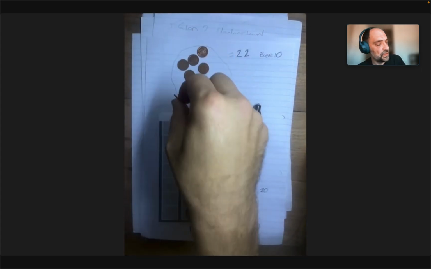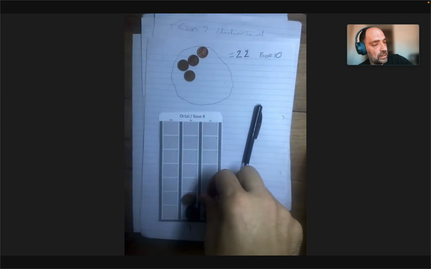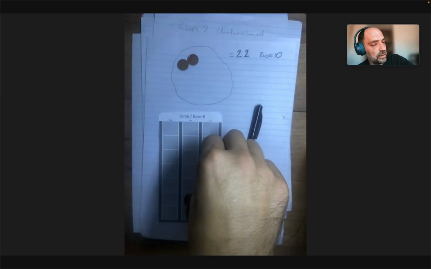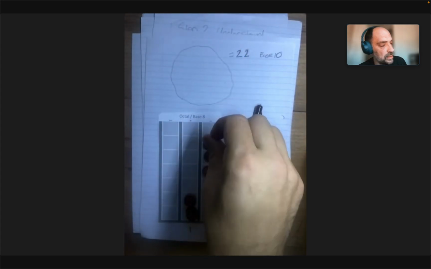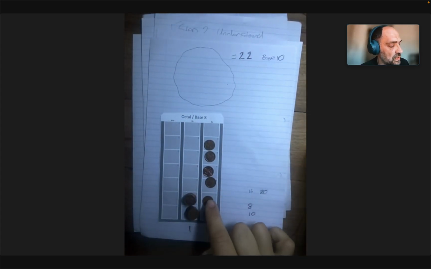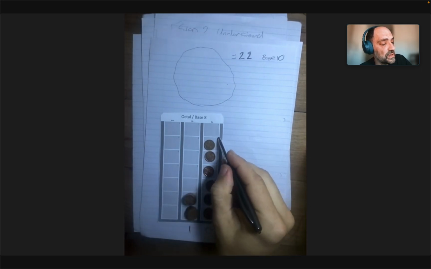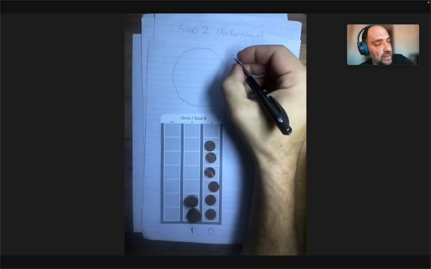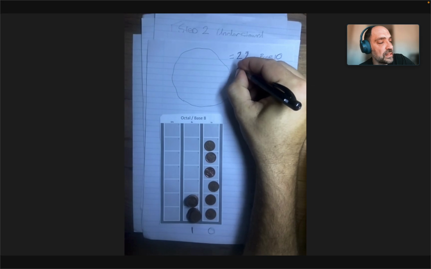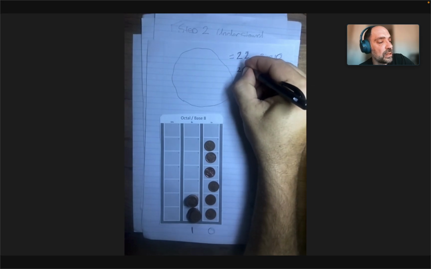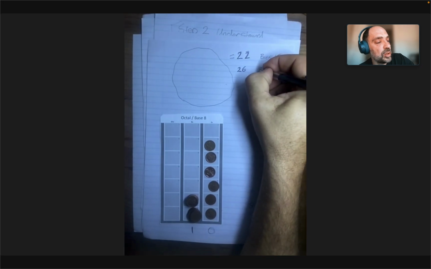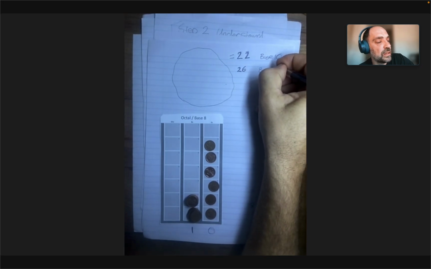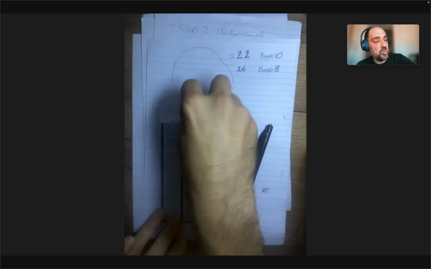Okay, so let's carry on going. And then we are going to get up till here. Can you see? That's number 6. So this amount of coins to us is 22, but to the octopus it is 26. So we're just going to write 26 in base 8. Right, and that is the same amount of coins, right?